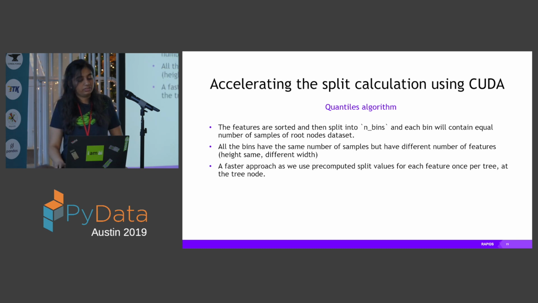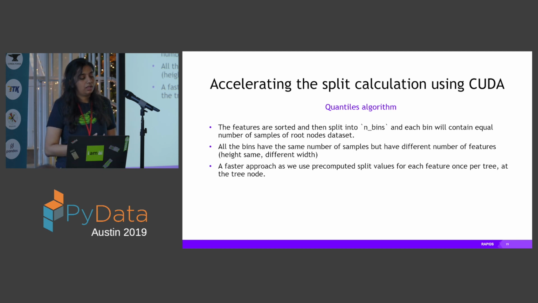In the quantile algorithm, the number of bins that are defined is used slightly differently. First, we take all the features and sort them in ascending order. These sorted features are then split into bins, and each bin, instead of being split based on the features, is actually split based on the number of samples. So each bin has an equal number of samples, but each bin does not have an equal number of features in it.